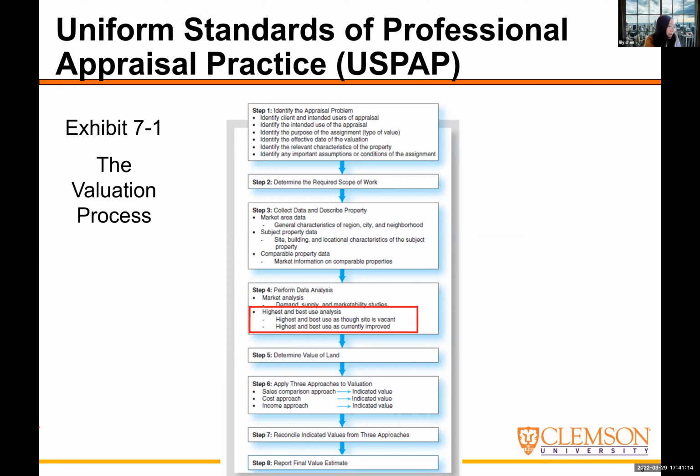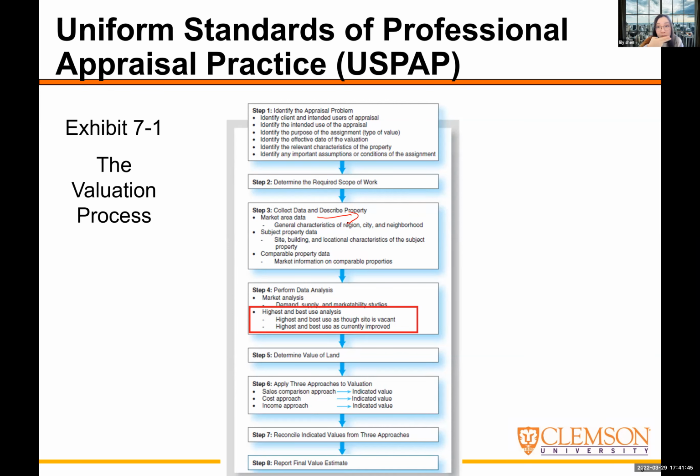So this is exhibit 7, chapter 7, number 1. This really talks about how to conduct an appraisal report. So first, you really need to identify the appraisal problems, and then you determine the required scope of work. You collect data. The data may be the market area data, right? The local data, the macroeconomic data, the market condition.